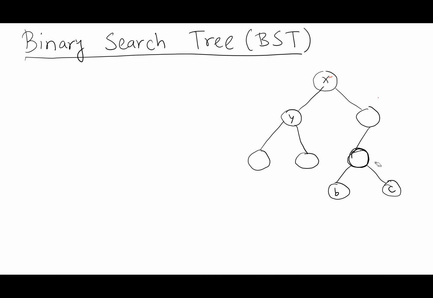Let's fill this up with values, so that it looks like a tree. Say this is 50. Let's make it say 10. This is 20. Say this is 5. Yeah, on the right subtree we have bigger values, so 60, and then we have say 55.